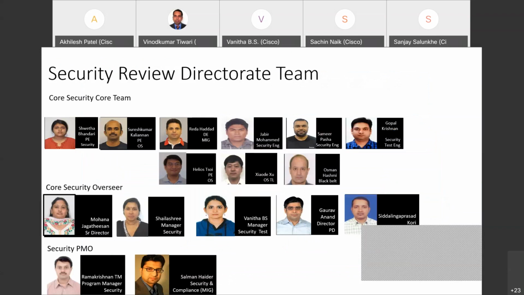It has a core team consisting of Shweta, Suresh, Reda, Jabir, Samir, Gopal, then Helios, Zayode, and Osman. In the overseer team, it is led by Mohana, Shaila, myself, Gaurav, and Prasad. There's also a PMO team, because they have to help us with the release and do all the program management role for getting this part of our release track, which will be done by Ram TM and Salman.